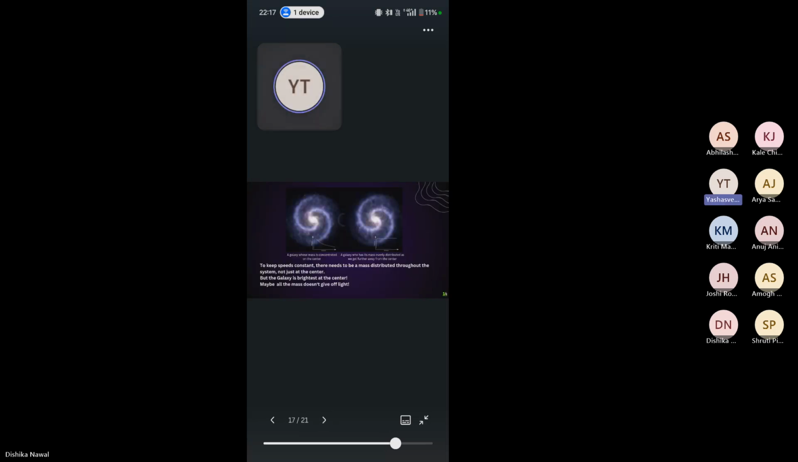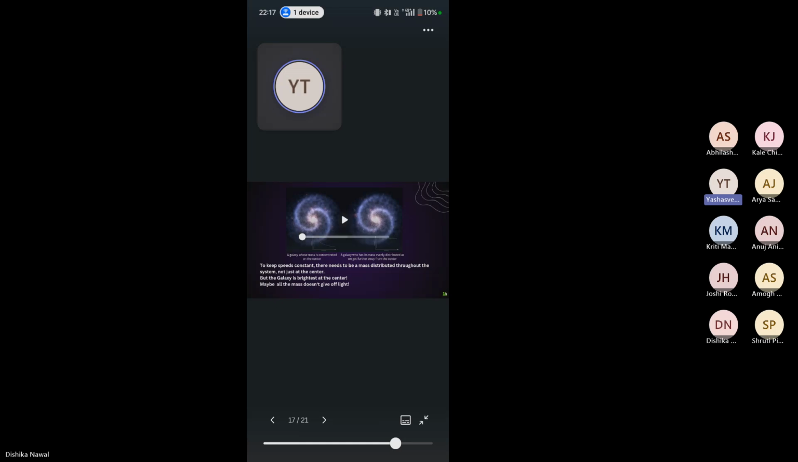So, what do we draw from these theoretical calculations? We conclude that the graph of velocity and distance should be like the first one, like this, where the velocity increases initially with the distance, and after a certain point, it starts decreasing. But the reality was completely different. After a certain point, the velocity was constant.